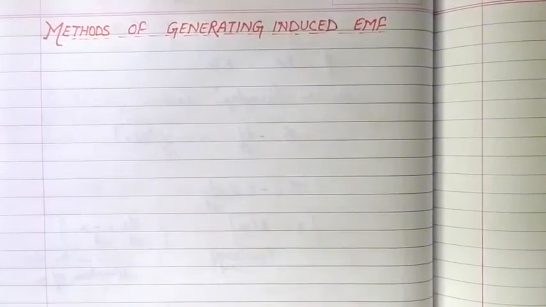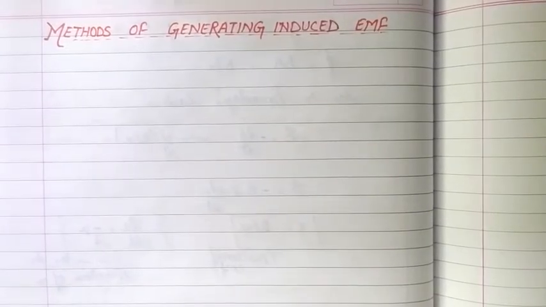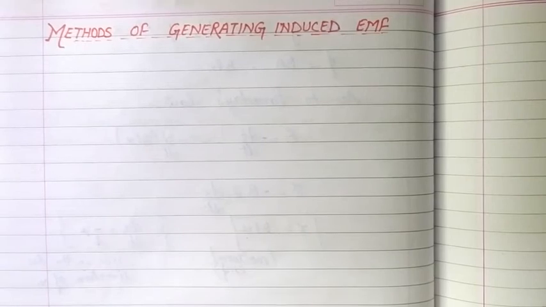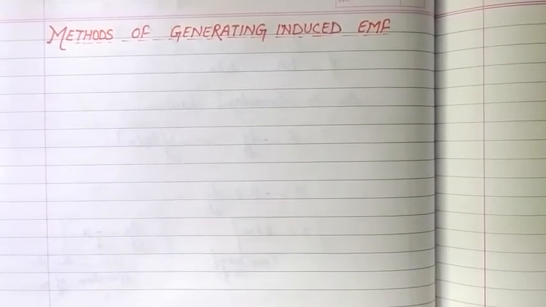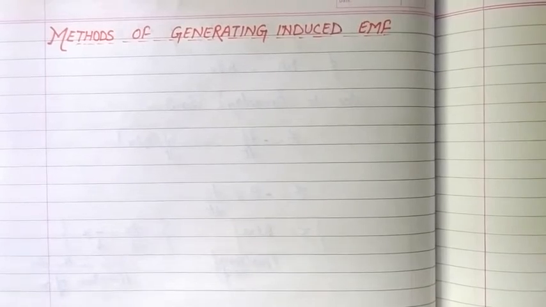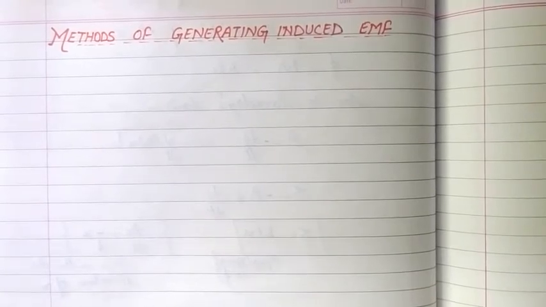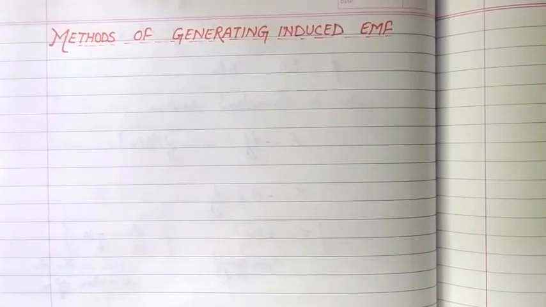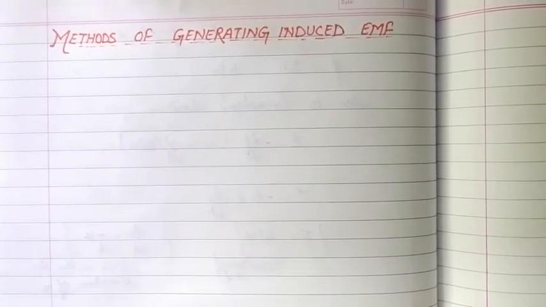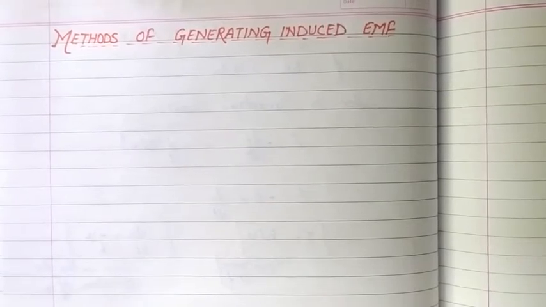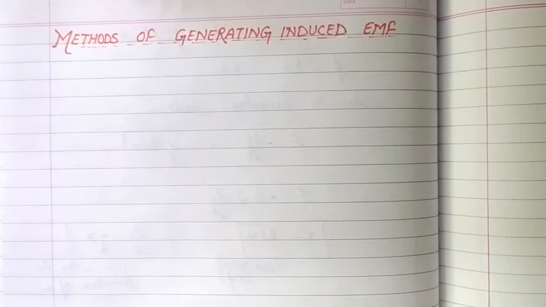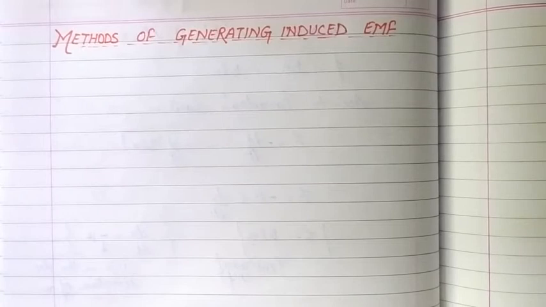Hello students, this video is about the methods of generating induced EMF. As we know, an induced EMF can be produced by changing the magnetic flux linked with a circuit. Whenever there is a change in the magnetic flux linked with a circuit, an induced EMF is set up in that circuit. Now we are talking about the methods of generating induced EMF.